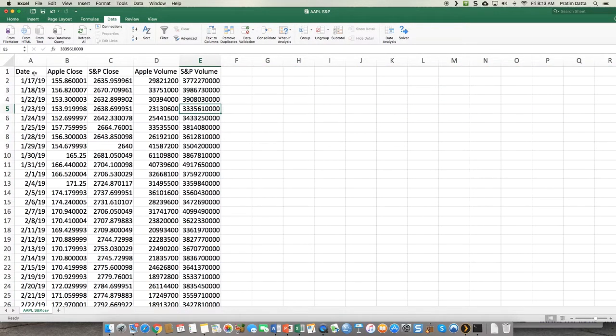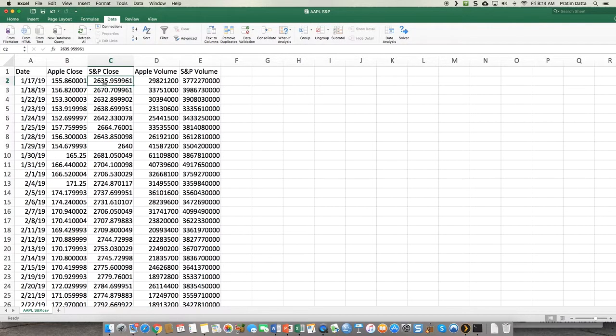Now let's look at the data itself. You've got date, you've got what's the price at which Apple closed that day. So it says Apple closed at 155.86 on January the 17th, on February the 12th, it closed at 170.8899, which is 170.89.